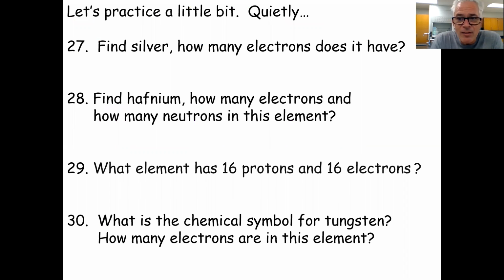This is some practice. This is going to require some paper, and you're going to need your reference table, your periodic table. Find silver. How many electrons does it have? Silver, I'll let you look for it, but it's in group number 11, and it's in period number 5. The periods go across, the groups go up and down. So period 5, group 11.